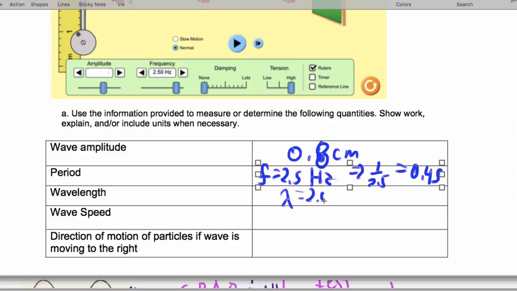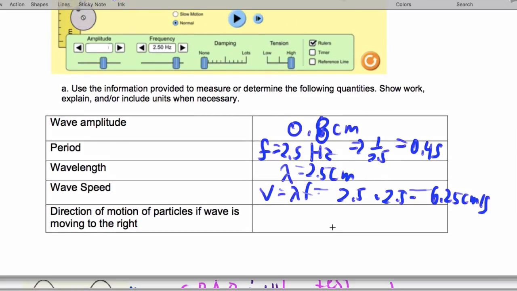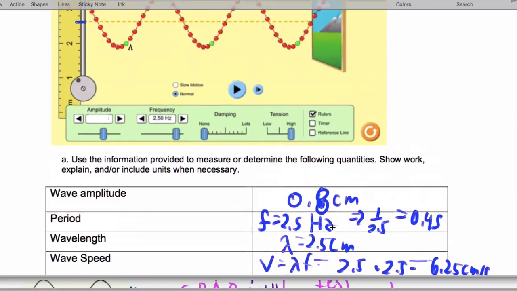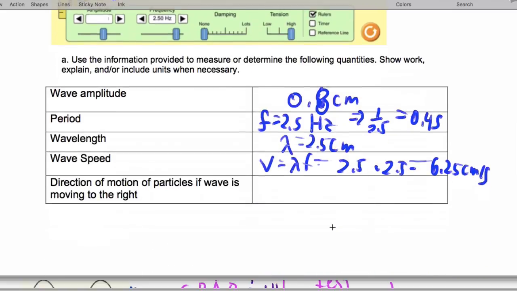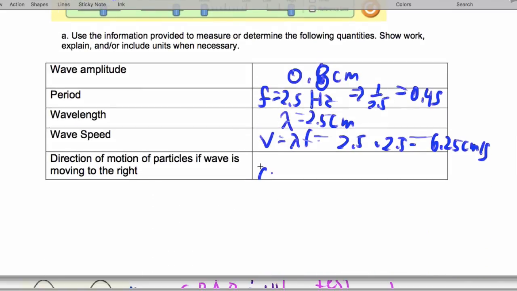And so 2.5 centimeters. And so when we get the wave speed, v is lambda f, which is 2.5 times 2.5, and that gives me 6.25 centimeters per second. And then the direction of motion of the wave is moving to the right. It's going to the right. So the particles are going up and down.